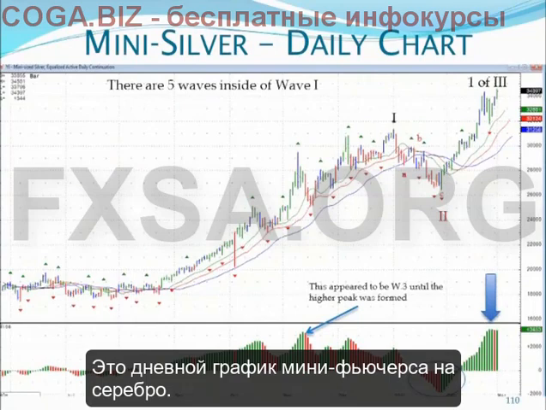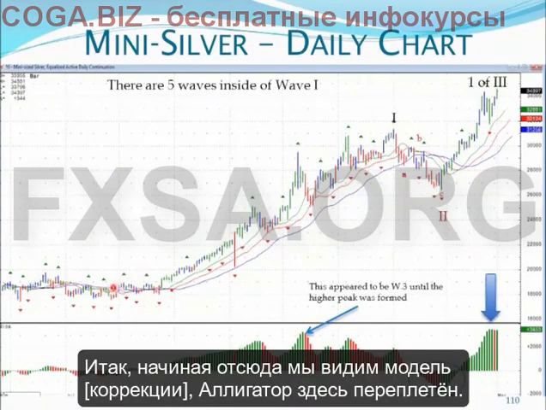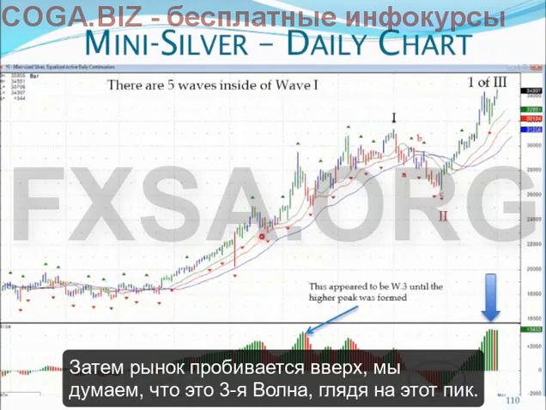Okay, here's our mini silver chart on the daily. And we're starting to see here a pattern. Here's the alligator that's intertwined. Then we have a market that breaks out, what we think is a third wave here. We're looking at that peak.